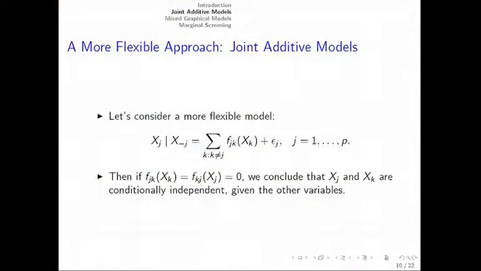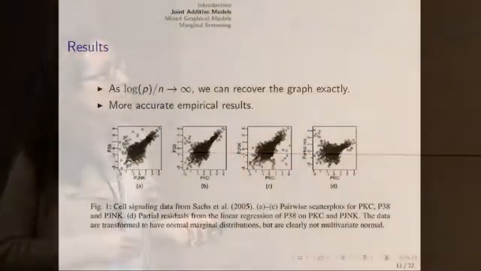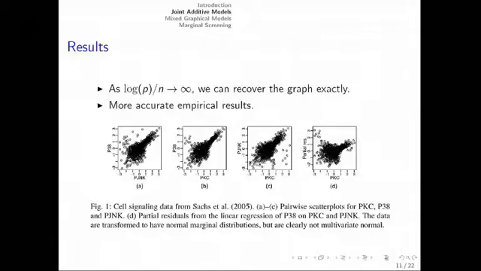So as an alternative to make things really more flexible, instead of assuming a linear model for the mean, we can assume a more flexible model, and in particular an additive model, where fjk is just assumed to live within some smoothness class. And then if fjk is 0, we can conclude that xj and xk are conditionally independent given the other variables. So we refer to this approach as joint additive modeling, and we get really nice results.